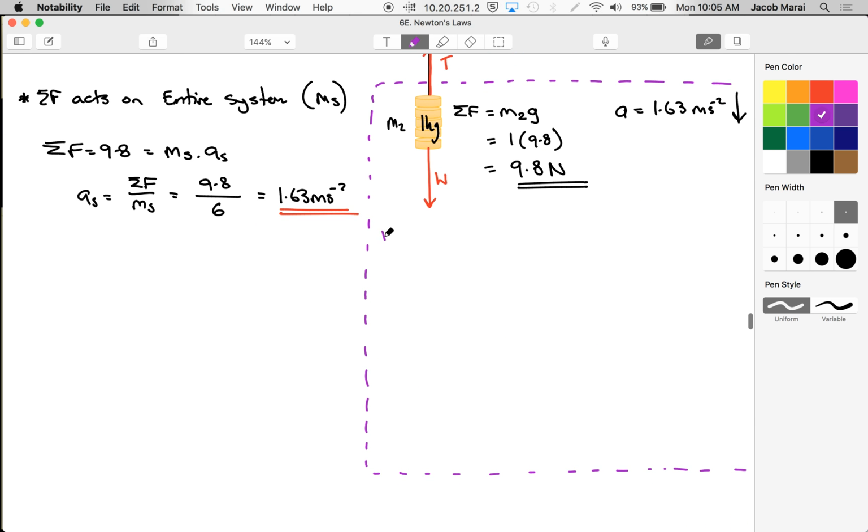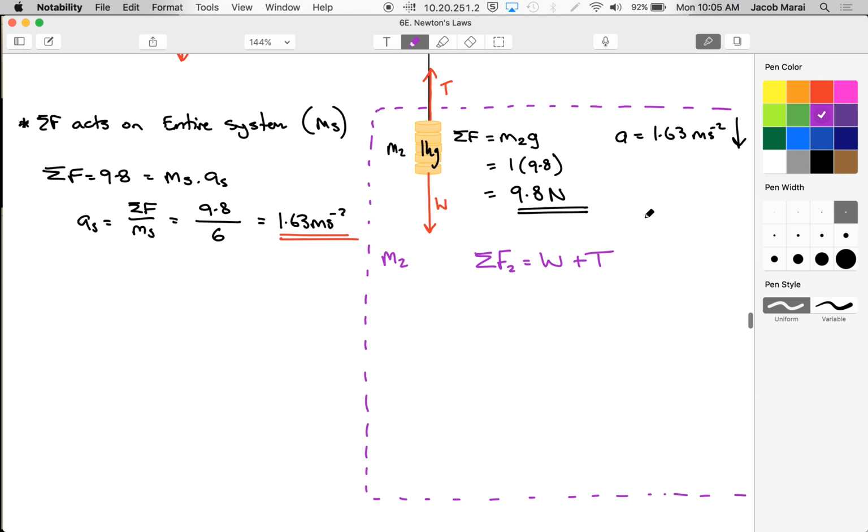All right, down here for mass 2. Mass 2 is a little bit more complicated because there are two forces acting here to produce the unbalanced acceleration. I could say that the sum of all forces acting on mass 2 is weight plus tension. So there are two forces, two vectors on that diagram, and that produces our acceleration. Now here's where we need to be careful. Now we've got tension acting up.